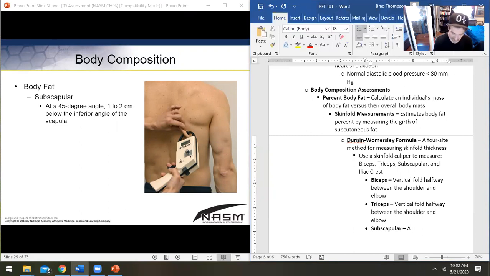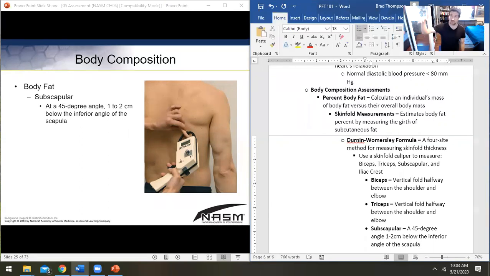That is a 45-degree angle, 1 to 2 centimeters below the inferior angle of the scapula. So when they say inferior angle of the scapula, that's the point of your scapula. Remember, your scapula is shaped kind of like this, right? It kind of points like that. So just below where that point comes together, you're going to do 1 to 2 centimeters.